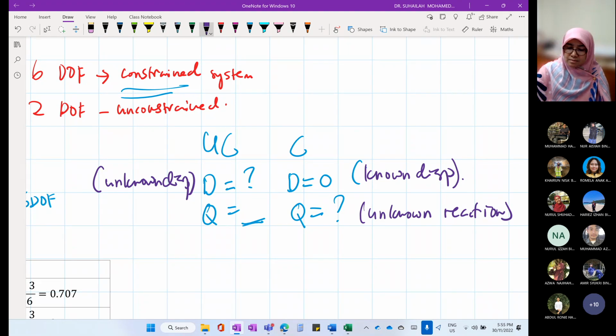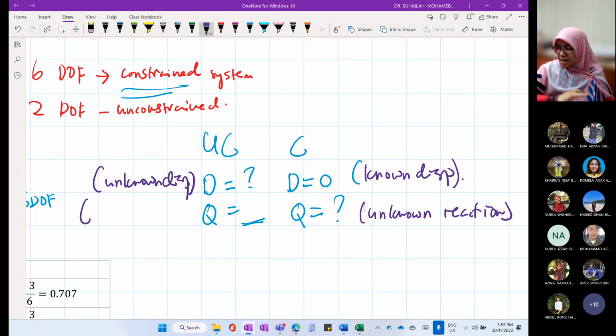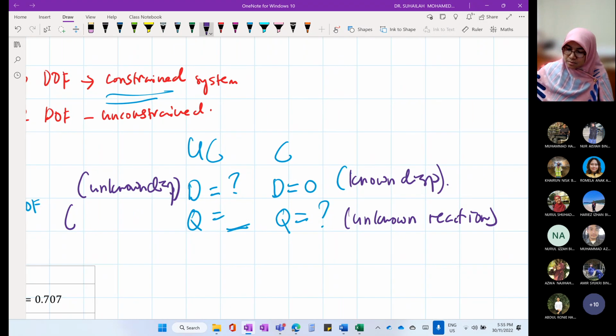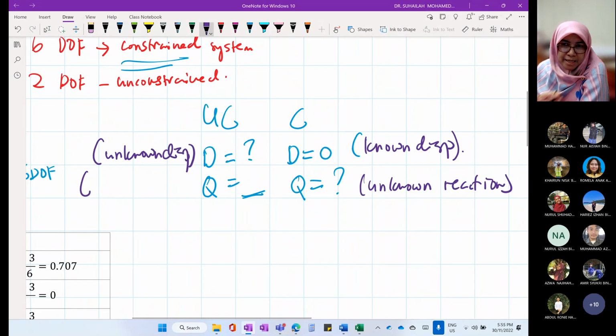Versus, kalau sebelah sana unknown, sebelah sini apa? Between unconstrained and constrained, always opposite. Kalau pada constraint ada unknown displace, ada unknown reaction. So pada unconstrained ada known. Ni important ya.